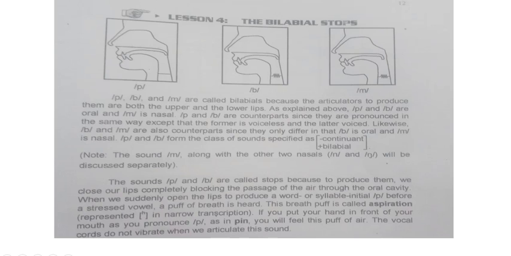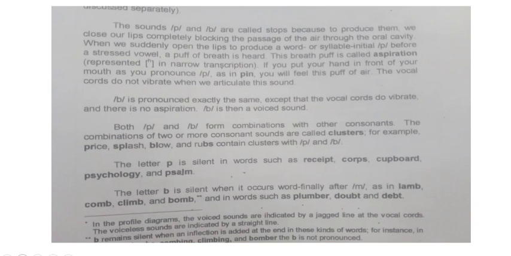If you put your hand in front of your mouth as you pronounce the p, as in pin, you will feel this puff of air. The vocal cords do not vibrate when we articulate this sound. Why not? Because remember that the sound p is voiceless or unvoiced. I'm going to explain the concept of aspiration in some minutes.